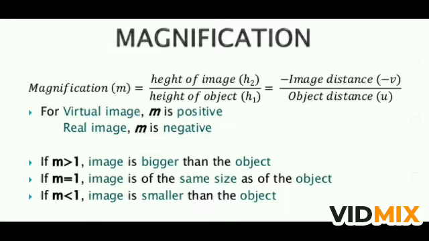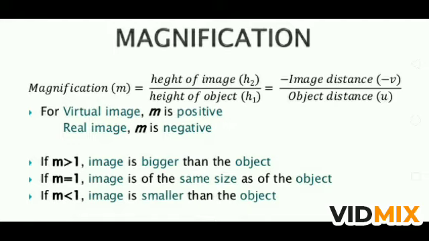If you are solving a numerical and m is negative, that means the image is real, and if m is positive, it means the image is virtual. And if m is greater than 1, the image is bigger than the object. If m is equal to 1, the image is of the same size as the object, and if m is less than 1, the image is smaller than the object. Means while solving the numerical, if you see that m is more than 1, you can write the image is magnified. If m is equal to 1, the image is of the same size as the object, and if m is less than 1, we can say that the image is smaller than the object.